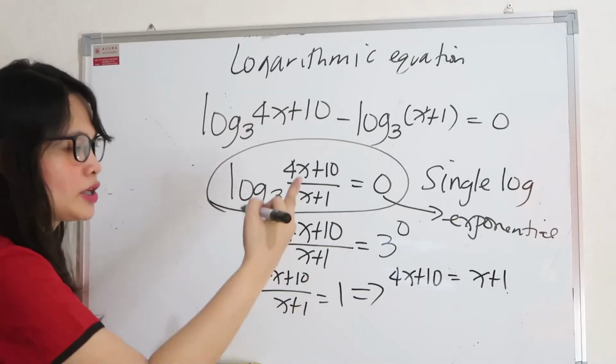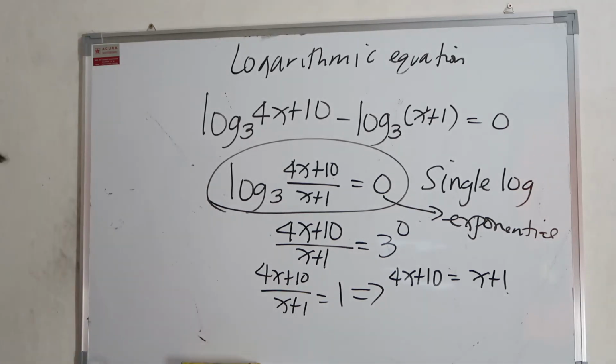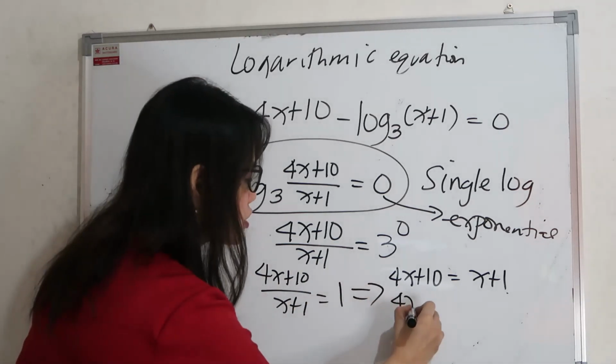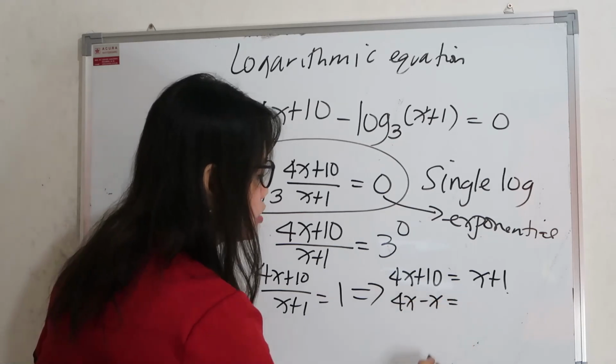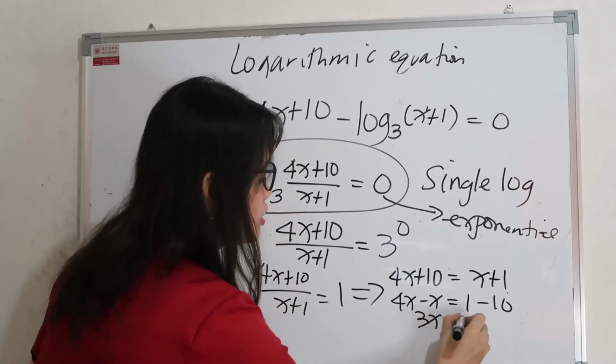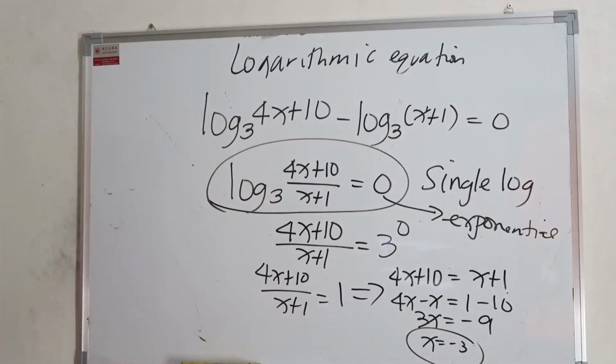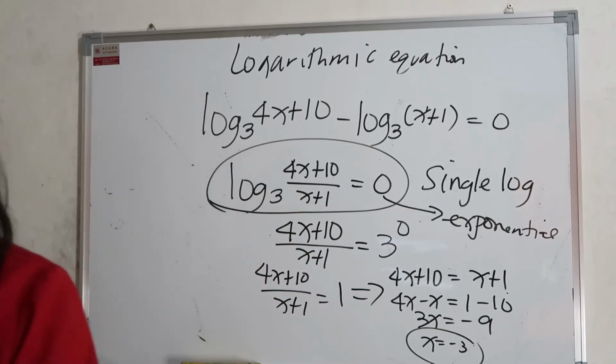So 4x plus 10 equals x plus 1. And then you may now solve the value of x. So that will become 4x minus x is equal to 1 minus 10. So you do have 3x equals negative 9. So x is equal to negative 3. Okay? X equals negative 3. So that's how we solve logarithmic equation.